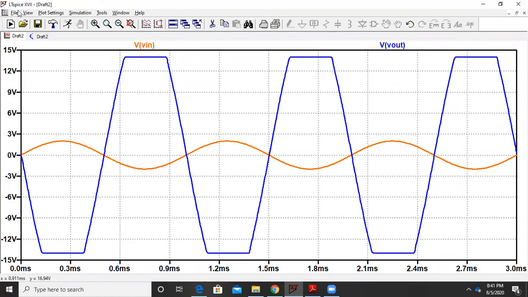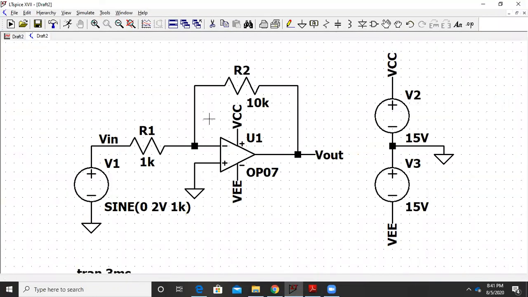So basically what it means is you cannot get an output AC amplitude greater than the peak value of the power supply voltage. So if the power supply is plus or minus 15, you can never get an output greater than the power supply ratings.